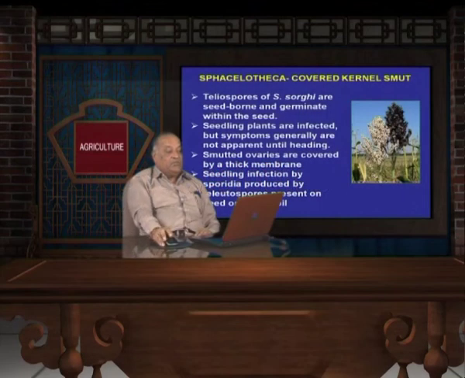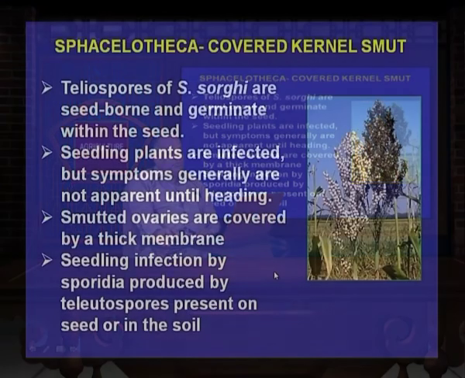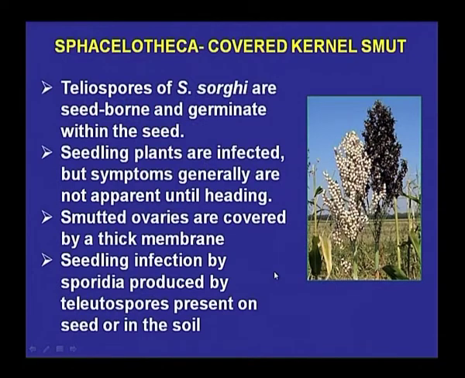This is the Sphacelotheca or the covered kernel smut. In this, teliospores of Sphacelotheca sorghi are seed borne and germinate within the seed. Seedling plants are infected, but symptoms generally are not apparent until heading. Smutted ovaries are covered by a thick membrane, and seedling infection is by sporidia produced by teliospores present on the seed or in the soil. Here we see the healthy panicle of the sorghum, and you see the affected portion completely black with the mold.